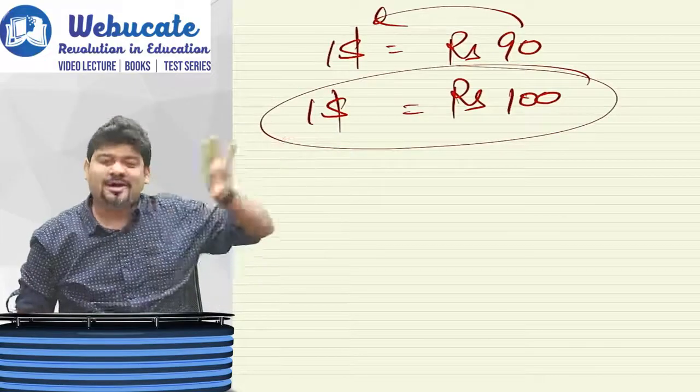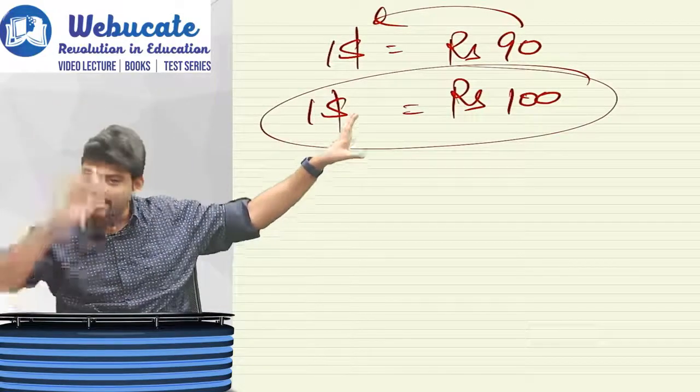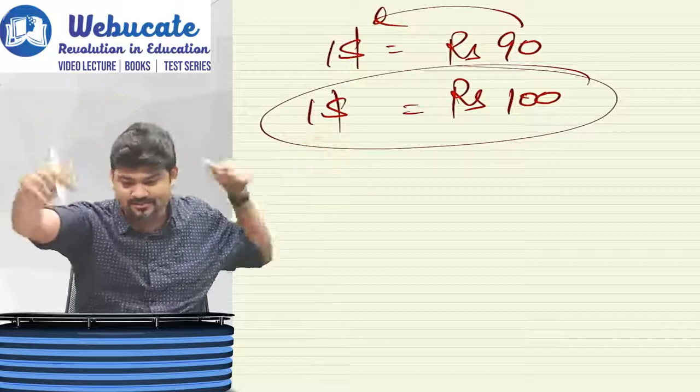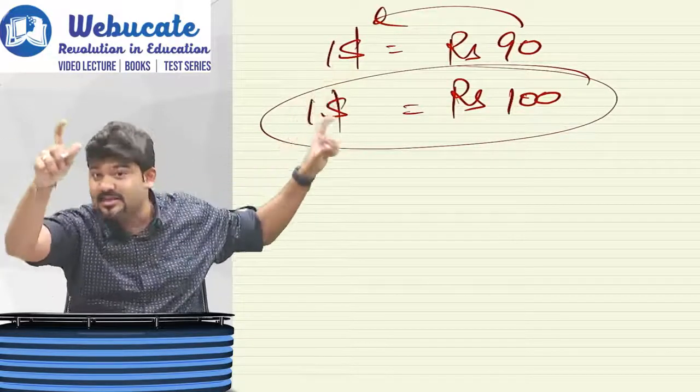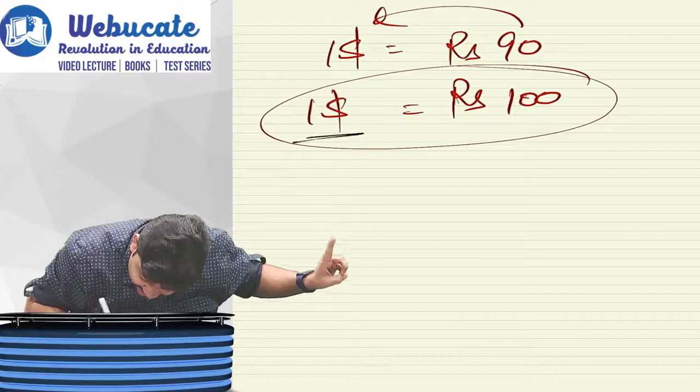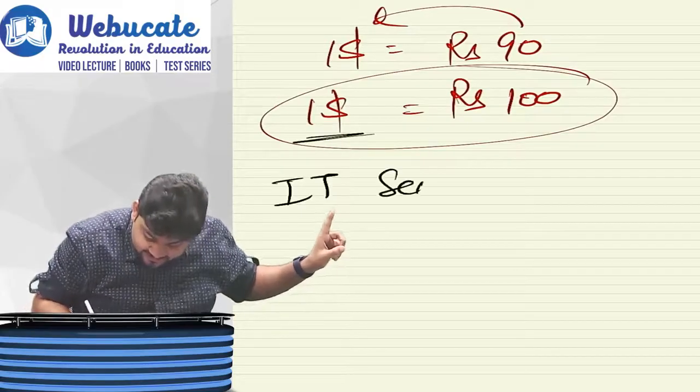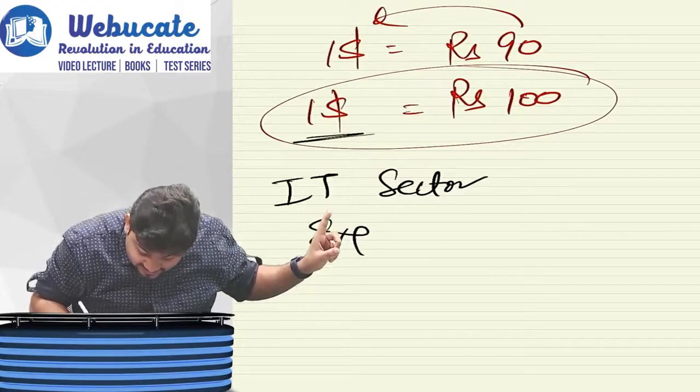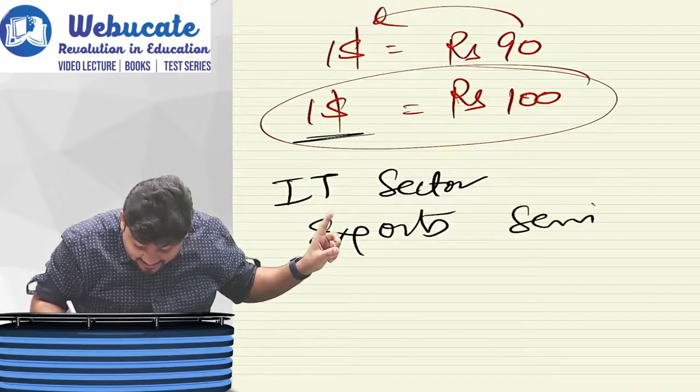As a result, see now, how does this whole purchasing power parity work? I'll explain it to you when we are doing forex. But for now, can I say this is the scenario? Now, if the value of dollar has increased, look at the IT sector. Can I say the IT sector majorly exports services?